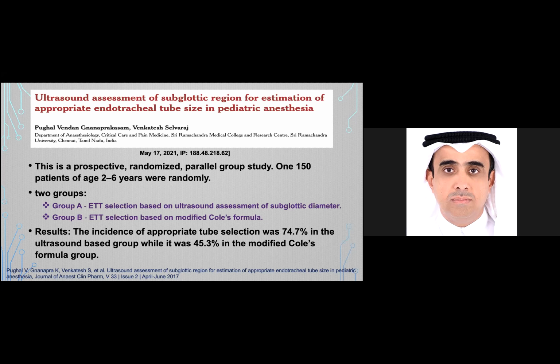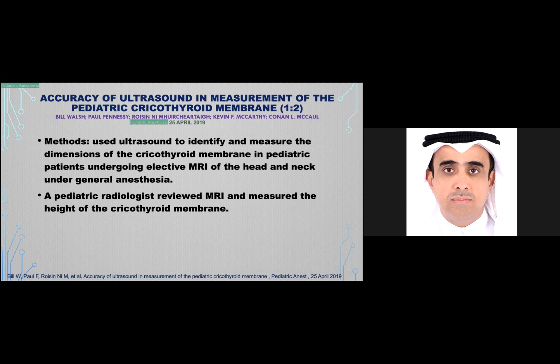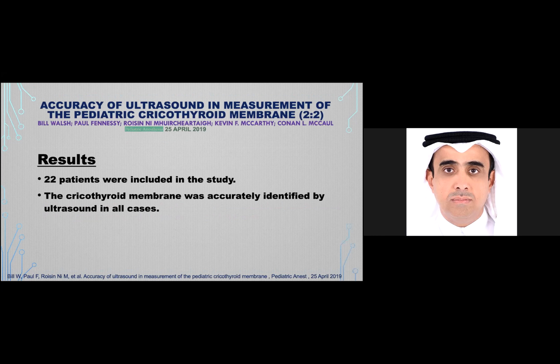How is the accuracy? Pediatric cricothyroid membrane ultrasound is very helpful. This is a study done in patients, using ultrasound to measure the membrane. These were patients going for elective MRI of the head, so measurements were made by MRI and then by ultrasound. The pediatric radiologist review found the MRI measurement almost the same as the ultrasound measurement. A total of 22 patients were enrolled in the study.